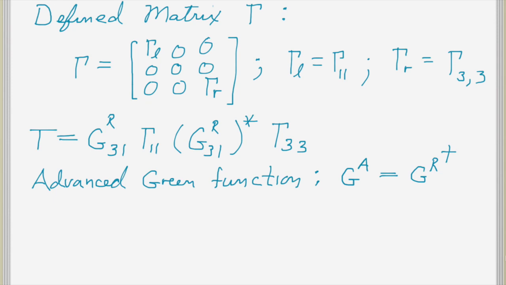So what that means is that GA(1, 3) is equal to GR(3, 1) star.